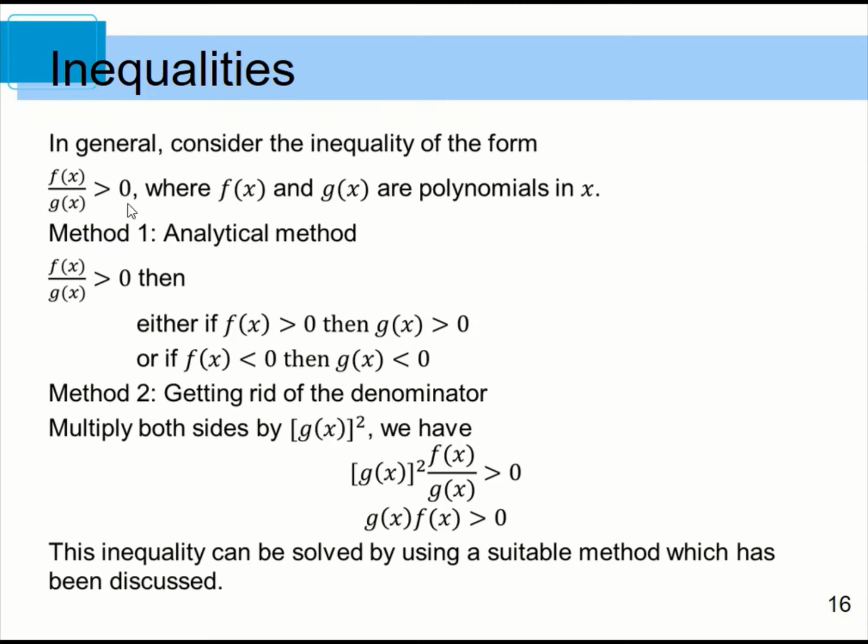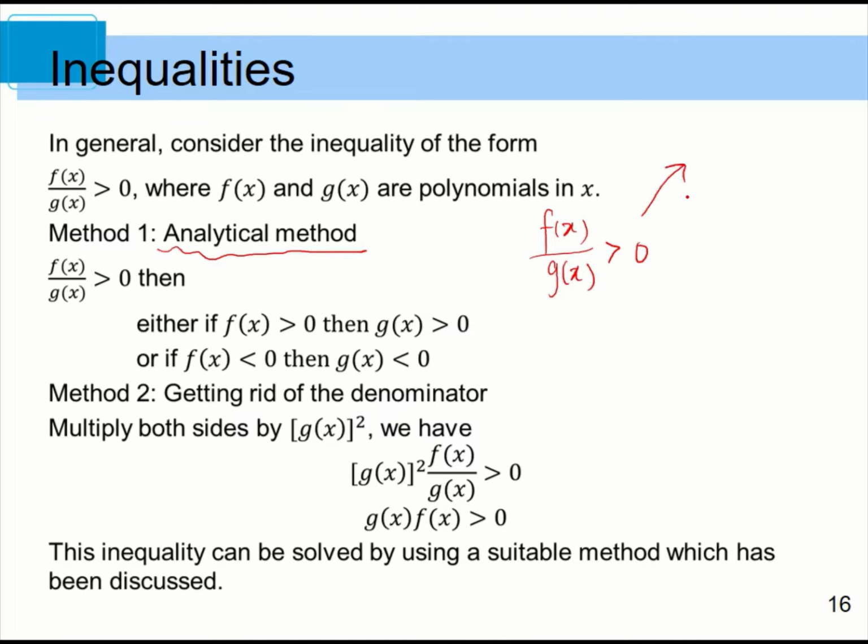Now we have two methods. Method one is called the analytical method, and method two is called getting rid of the denominator. We are going to discuss these two methods one by one. Let's start with the analytical method. If we have f(x) over g(x) greater than 0.